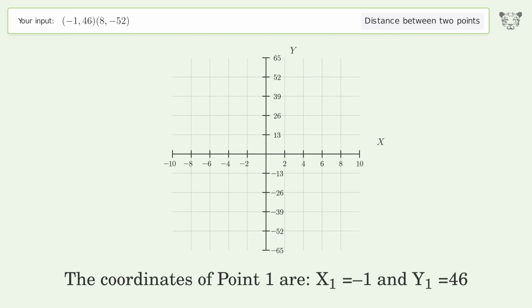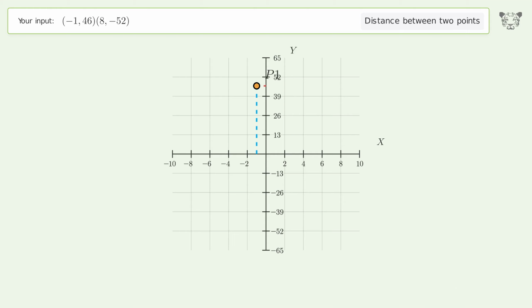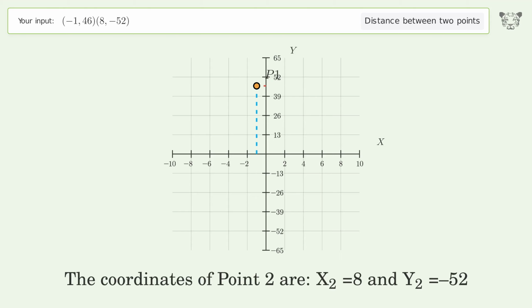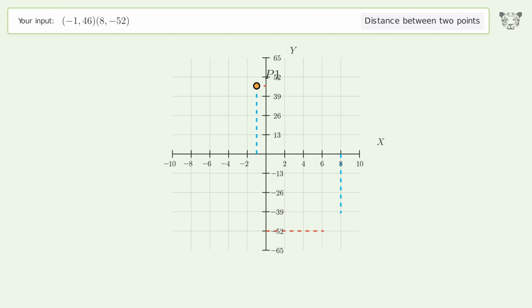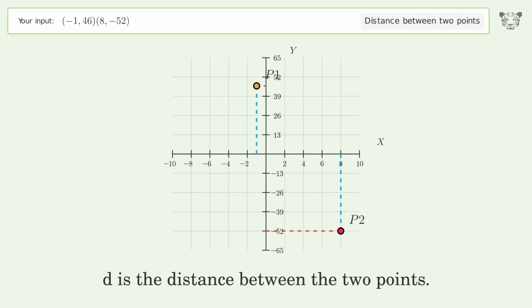The coordinates of point 1 are x1 equals -1 and y1 equals 46. The coordinates of point 2 are x2 equals 8 and y2 equals -52. D is the distance between the 2 points.